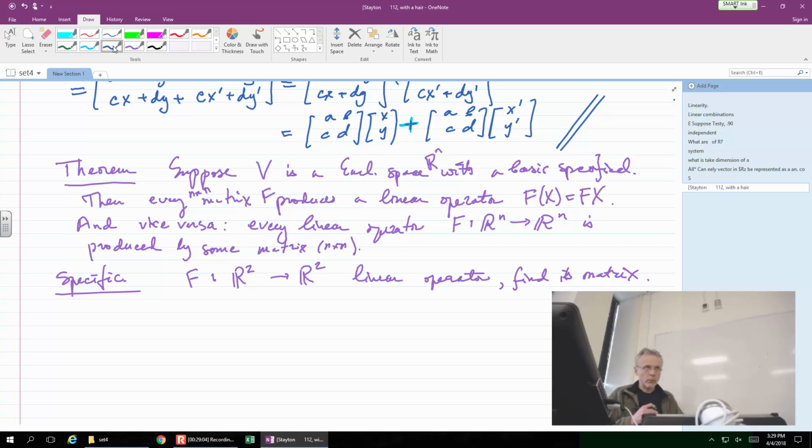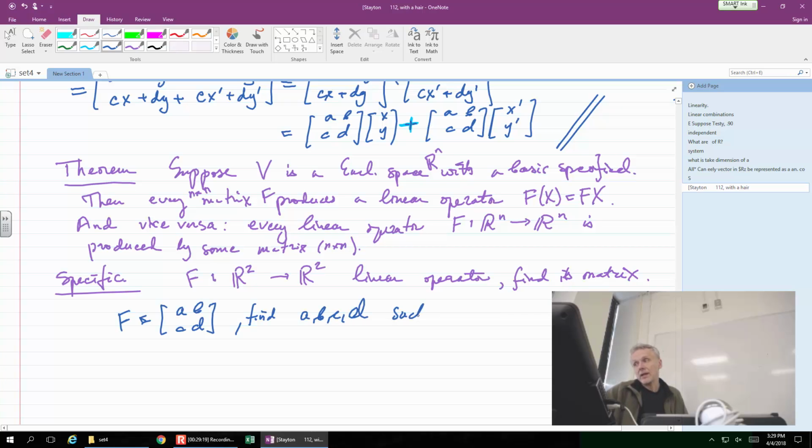Two by two, yeah. So f is A, B, C, D. Find A, B, C, D such that, once again, f of x is equal to the matrix times x. Okay, so this is known. The function is known, and these need to be found.